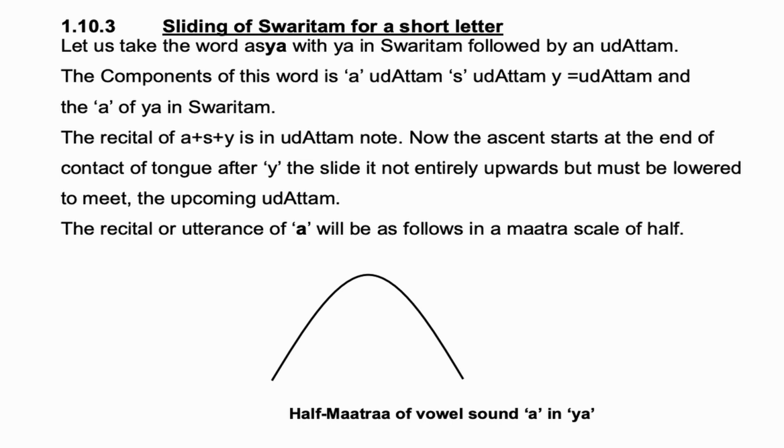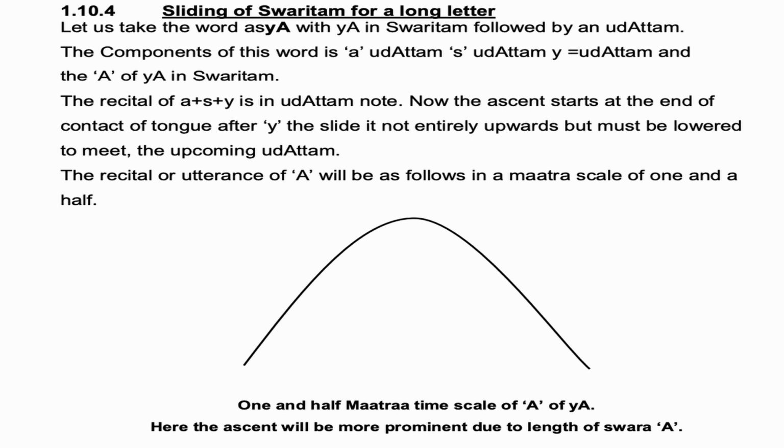Right? So next look at Asya. Now, the long letter gets 1.5 matra. Because it is Dheergha Swaritam, it will be uttered over 3 matra. Therefore, the Udata part of taking it up will be 1.5 matra, and the Anudatam part of bringing it down will be 1.5 matra. So, you get more time. That means your tone will have a higher reach.